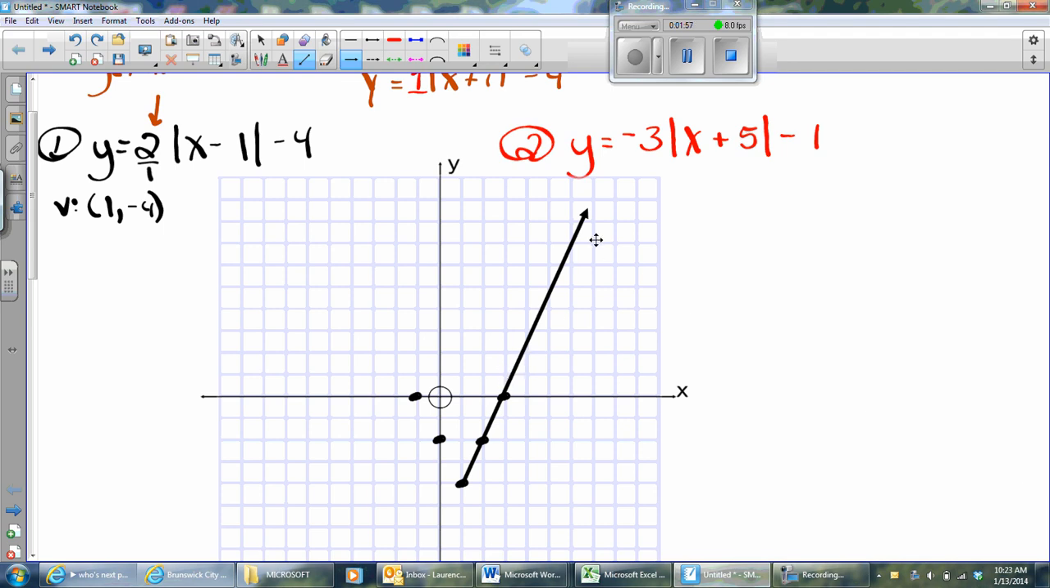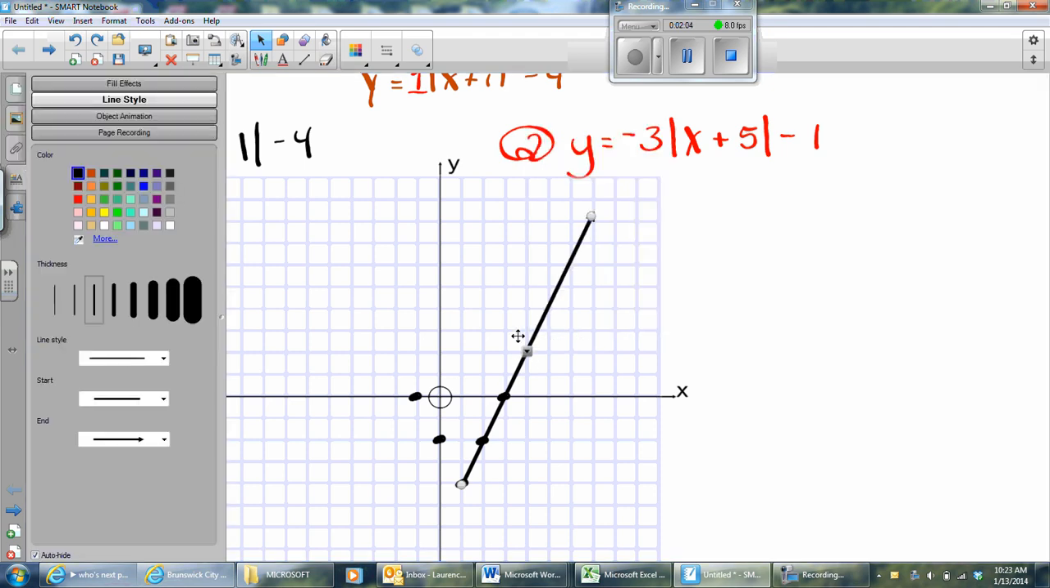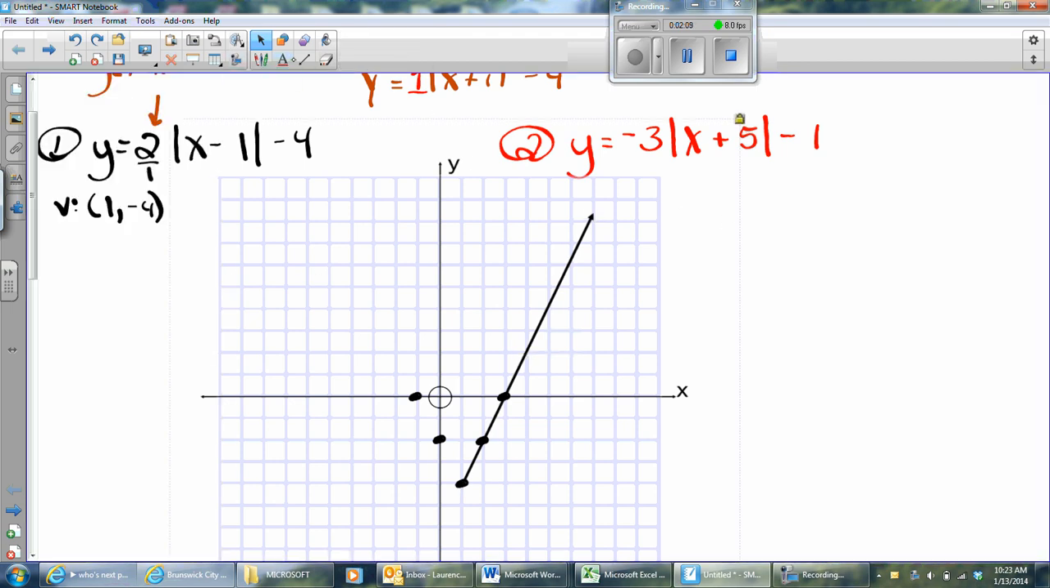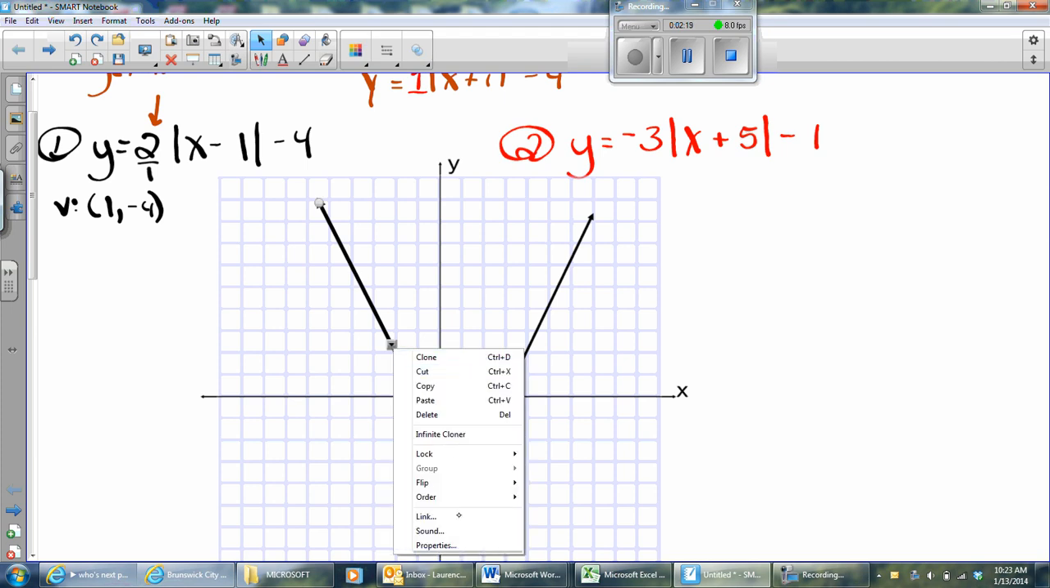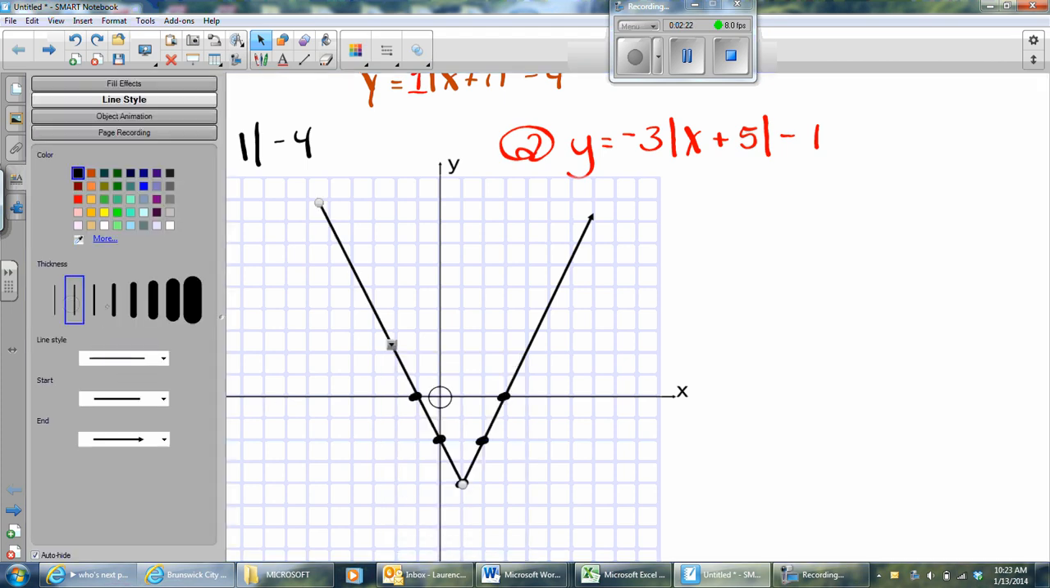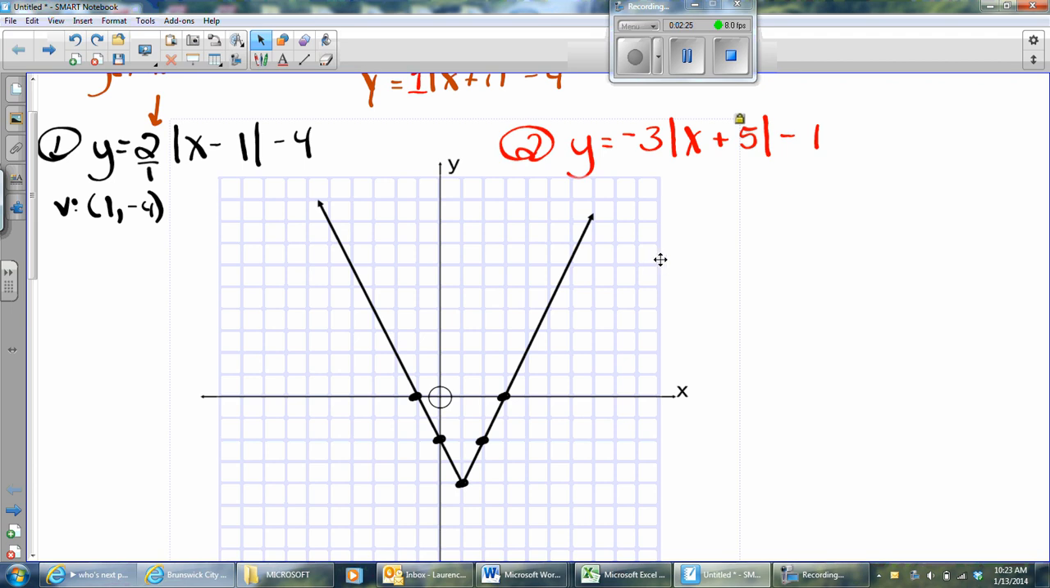Okay, let's see. There we go, something like that. Make it a little bit thinner. And then, of course, I have to do the other side as well. And there we go. So we've got the same V shape, but that 2 being in front caused everything to climb more, rise 2 instead of just rising 1.